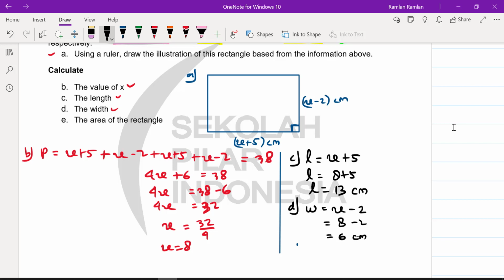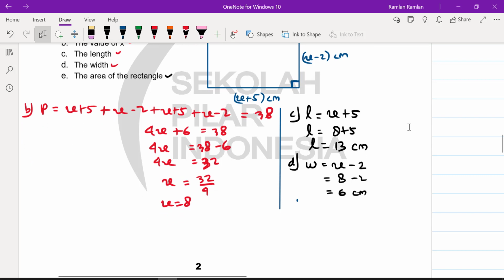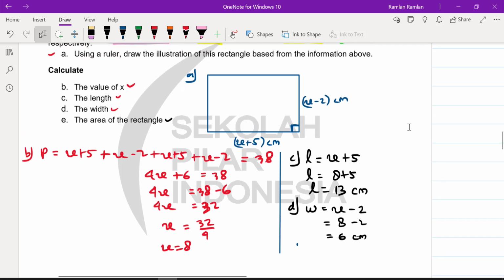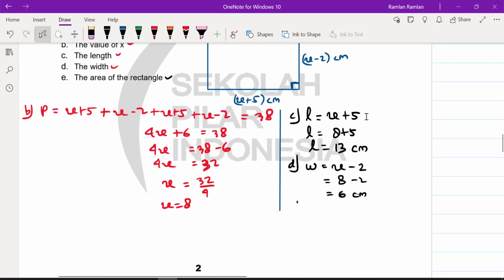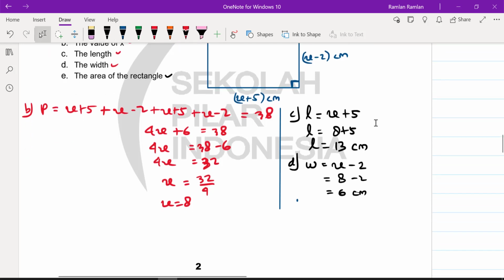Okay, last is the area of the rectangle. Now again, if you go back to grade 7, we know that the concept of the area is just calculating how many square units are inside the shape, but by just multiplying the base and the height. That's it, actually, right? So for question E, that's the area, right?